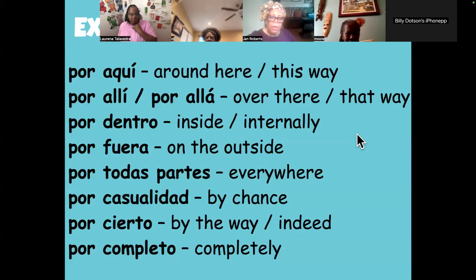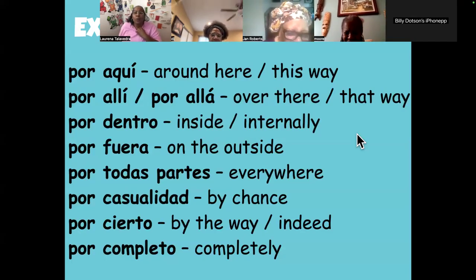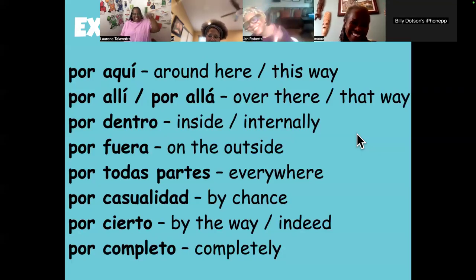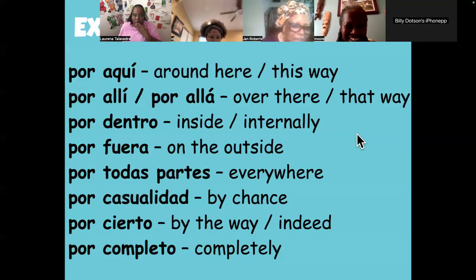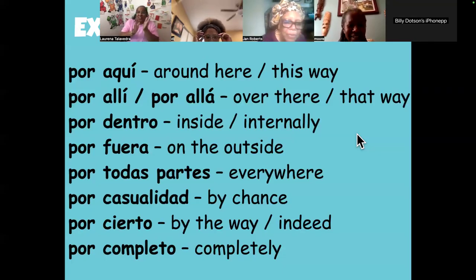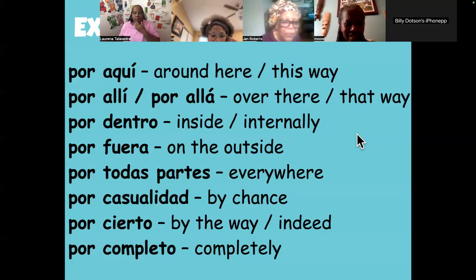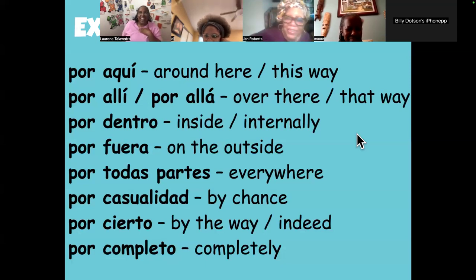Say that again. Por casualidad, por casualidad, casualidad. Sí. Can you say that? Casualidad. Oh, muy bien, muy bien, muy bien. Tia Day, can you say it? Casualidad. Sí, casualidad. Muy bien. Excelente. Okay, that's your tongue twister for this morning.